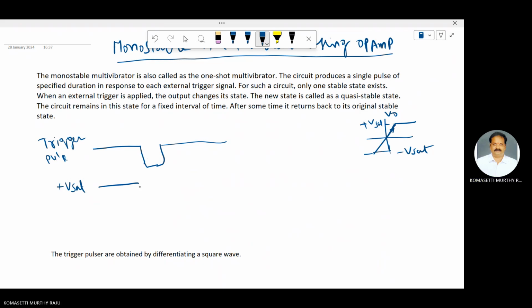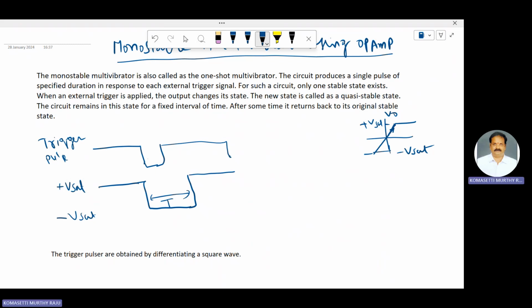The trigger pulse changes the state of the monostable multivibrator from permanent stable state to quasi stable state. That means minus V set. The monostable multivibrator is in quasi stable state in the time interval capital T. After the capital T time interval, without any trigger signal, it automatically changes to permanent stable state.